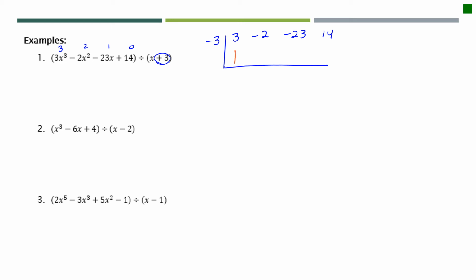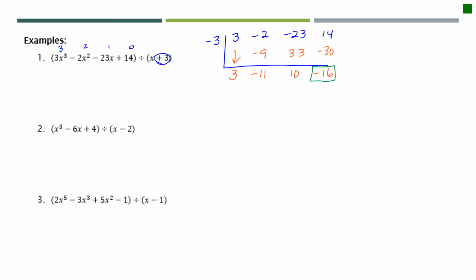I'm going to drop down the 3, and now I'm going to multiply and add until I run out of numbers. -3 times 3 is -9. If I add down, I get -11. -3 times -11 is 33. If I add down, I get 10. And then -3 times 10 is -30. And if I add down, I get -16. So since I have a number here, that means I have a remainder.